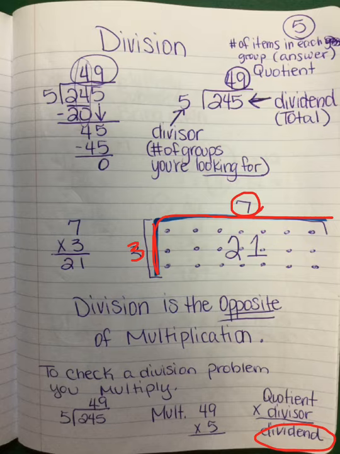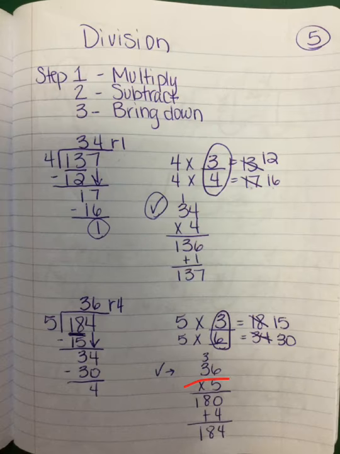Go ahead and make sure that you pause this, or at least watch it to copy your notes. Okay? This will be still page 5 in your journal. So the date was 9/2. Title is Division, page number 5.